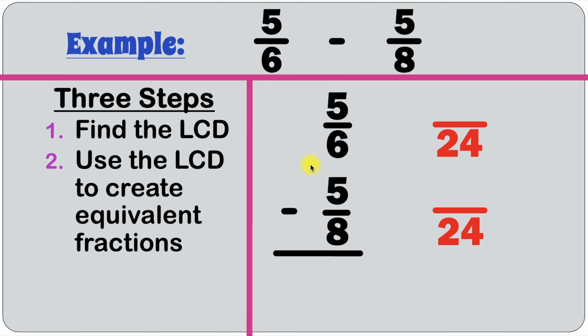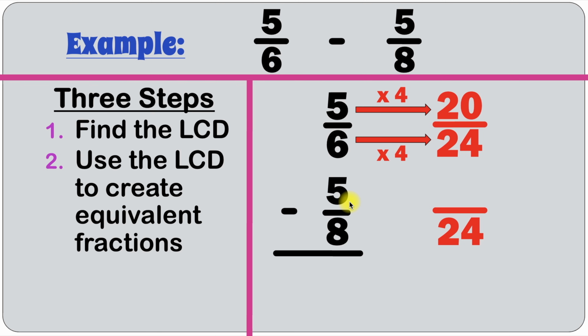Let's look at our first fraction, 5/6. 6 times what equals 24? Well, that's times 4. And since we multiplied the bottom of the fraction by 4, we'll do the same exact thing to the top. So we'll have 5 times 4, and that equals 20. So 20/24 is equivalent to 5/6.